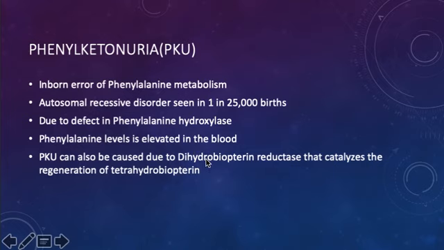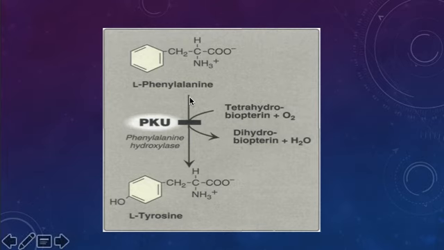It is caused due to another enzyme also, that is dihydrobiopterin reductase, right? So this helps in regeneration of tetrahydrobiopterin. So we'll have a look at the reaction. So phenylalanine gets converted to tyrosine in the presence of phenylalanine hydroxylase. Tetrahydrobiopterin utilizes oxygen to get converted to dihydrobiopterin and a water molecule. So in PKU or phenylketonuria, phenylalanine hydroxylase enzyme is deficient.